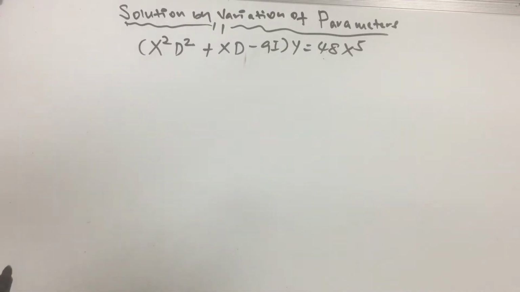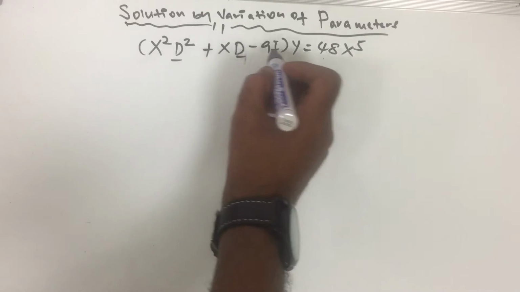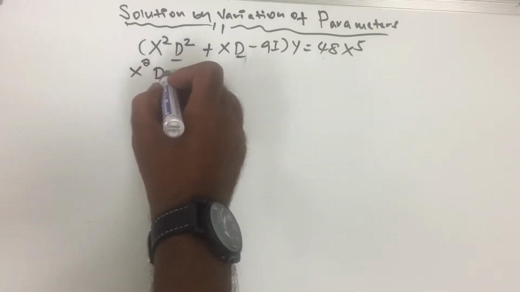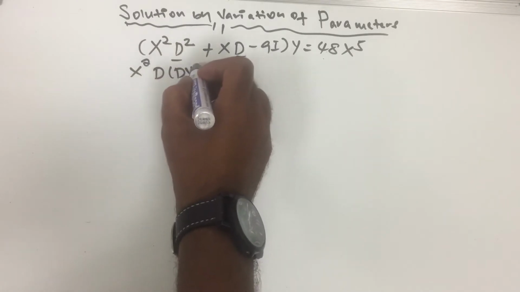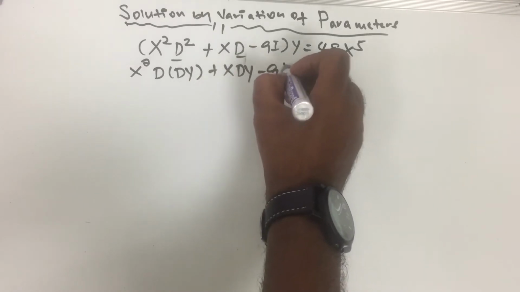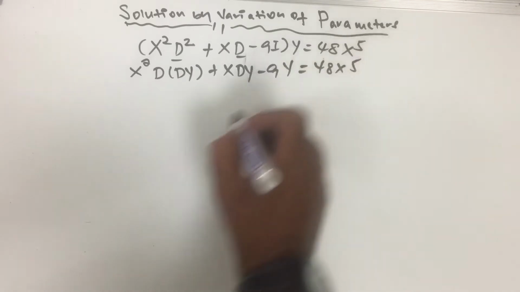Okay, today we will see the solution by variation of parameters for the Euler-Cauchy equation. This one is in non-homogeneous form. To solve this problem, first we apply the differential operator, as you can see here. If you apply it, you will have x squared D²y plus x Dy minus 9y equals 48 x to the power of 5.